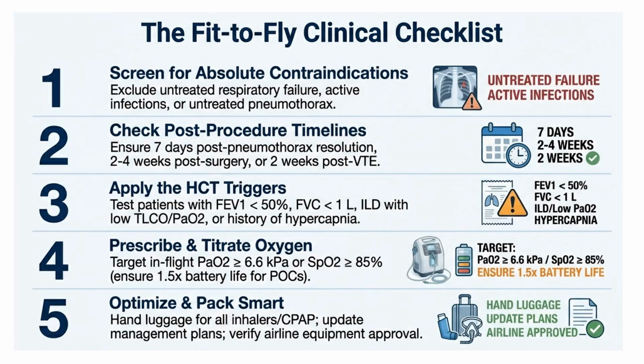This is a summary list we have to know. Screen for absolute contraindications. Exclude untreated respiratory failure, active infection, and untreated pneumothorax. This is very important. Second, check the post-procedure timeline. Ensure 7 days post pneumothorax, 2 to 4 weeks post surgery, and 2 weeks post venous thromboembolism.